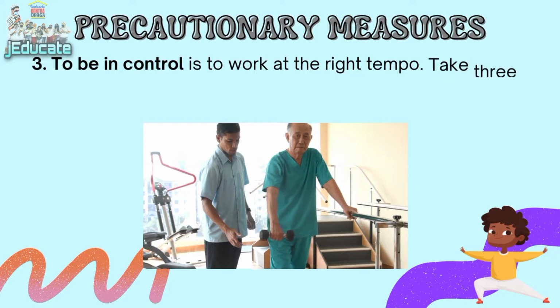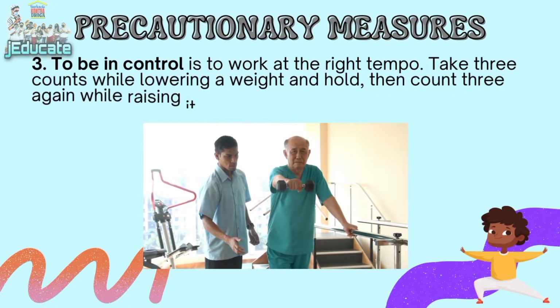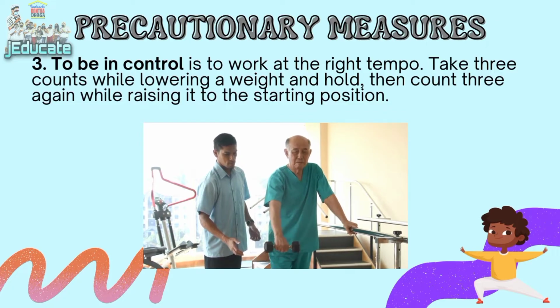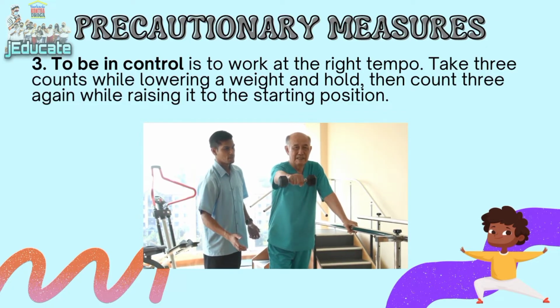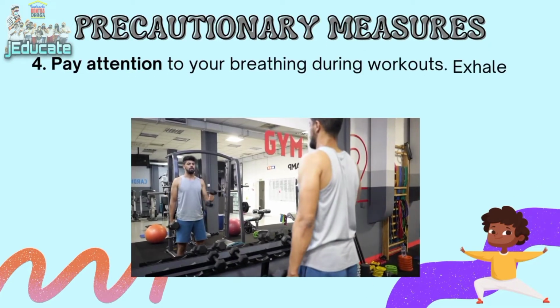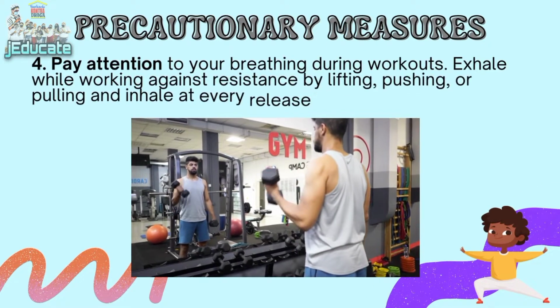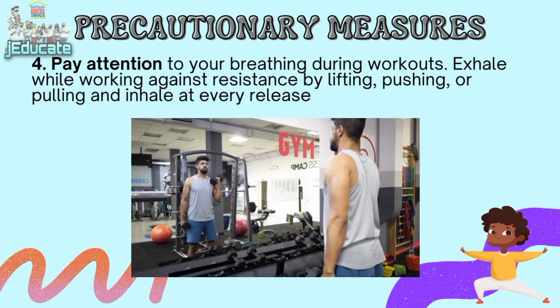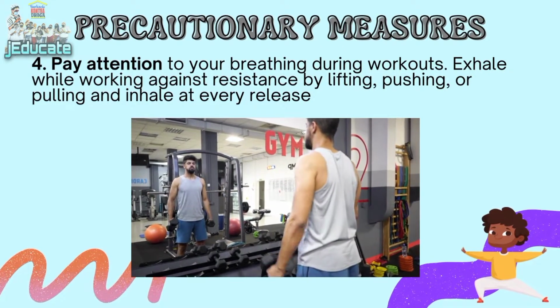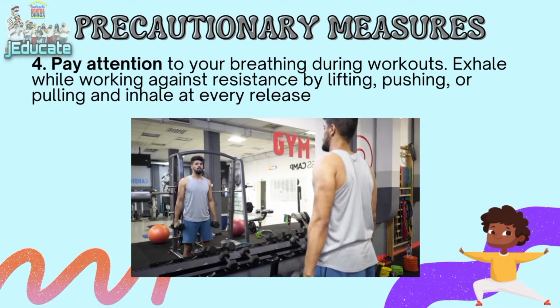3. To be in control is to work at the right tempo. Take 3 counts while lowering a weight and hold. Then count 3 again while raising it to the starting position. 4. Pay attention to your breathing during workouts. Exhale while working against resistance by lifting, pushing, or pulling, and inhale at every release.